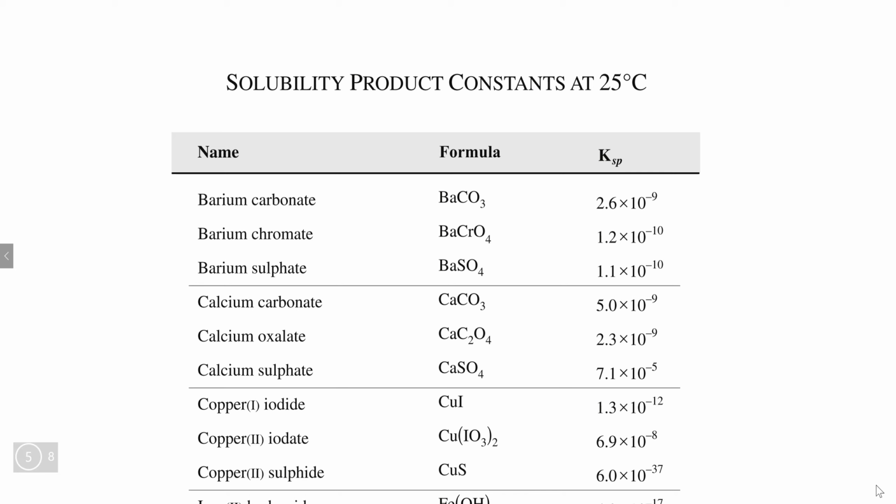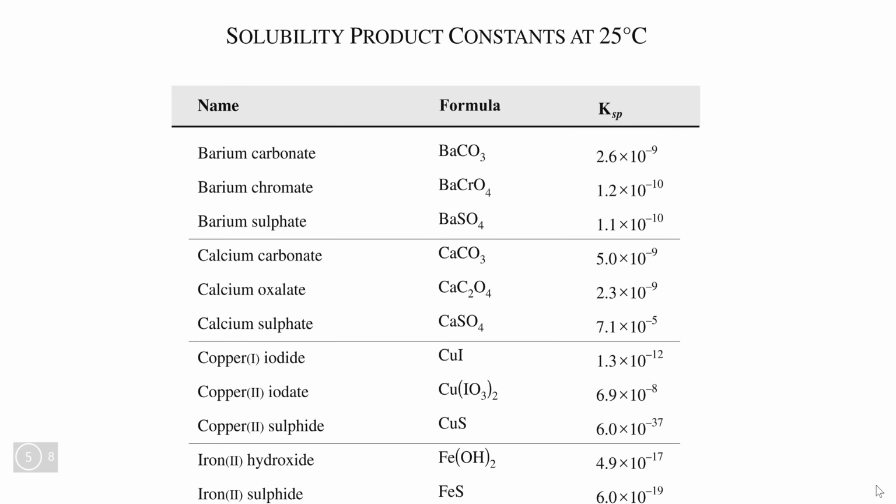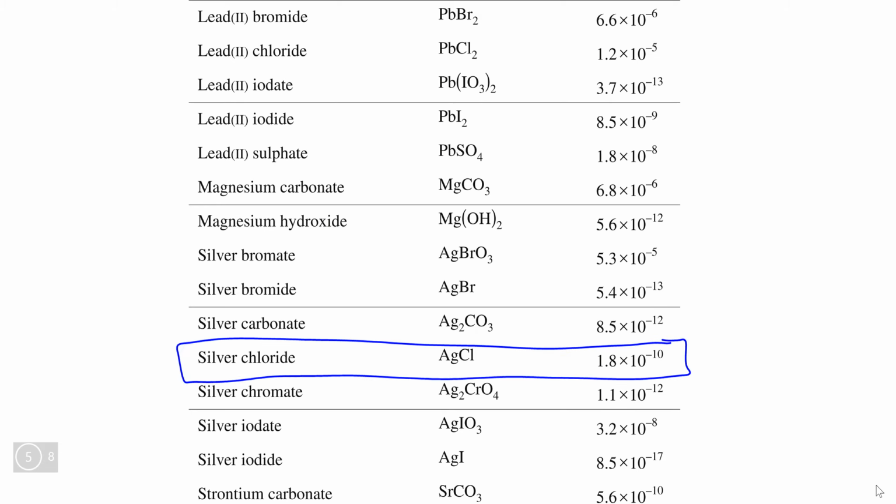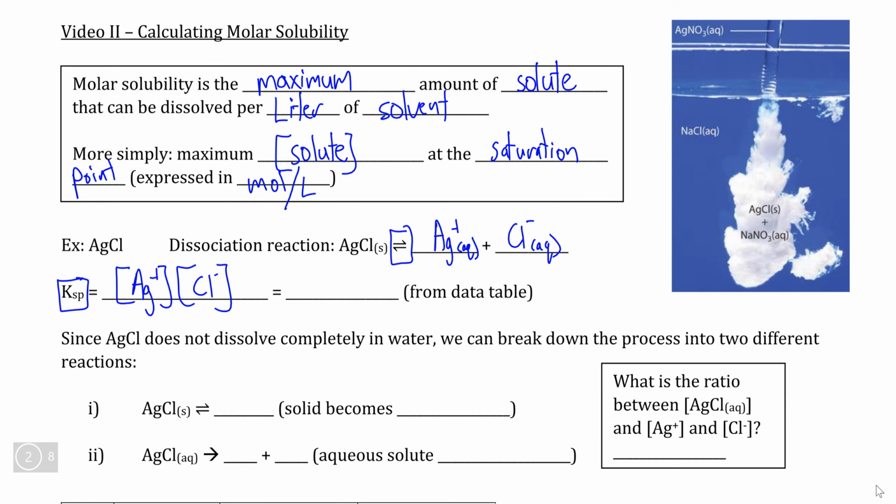This is a solubility product constant data table that lists the Ksp values of a number of compounds, all with very low solubilities at a specific temperature, in this case 25 degrees Celsius. So if we scroll down to the silver section, we can see that the Ksp for silver chloride is 1.8 times 10 to the negative 10. So if we go back, we can write in that number as a reference point for us.